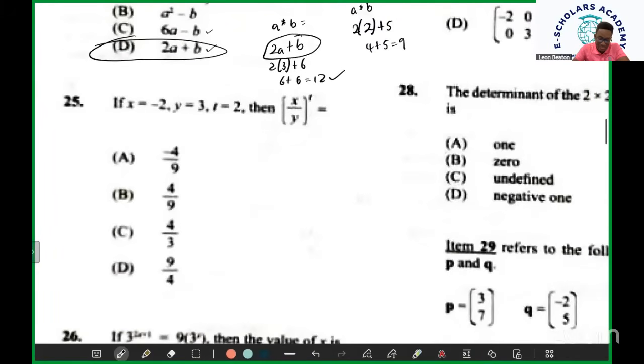So let's work. x is equal to -2, y is equal to 3, t is equal to 2. Then they want x over y raised to the t power. So this would be -2 over y, which is 3, raised to the t power, which is 2. So this would be -2 over 3 times -2 over 3. -2 times -2 is positive 4. 3 times 3 is 9. So you can go with B.